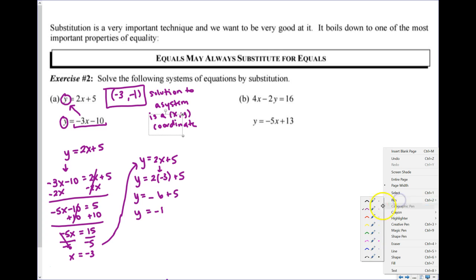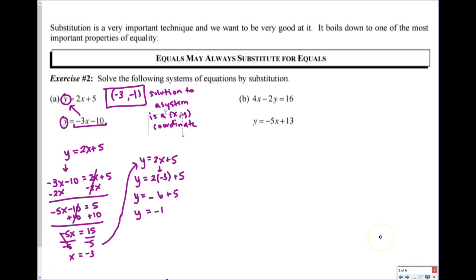Alright, let's try letter B. Same idea, solve this by substitution. Well, I have that y equals negative 5x plus 13. So here's my y in my other equation. I'm going to plug it in for the y in the other equation. So I have 4x minus 2y equals 16. But now, when I make my substitution, I'm going to replace the y with negative 5x plus 13 equals 16.